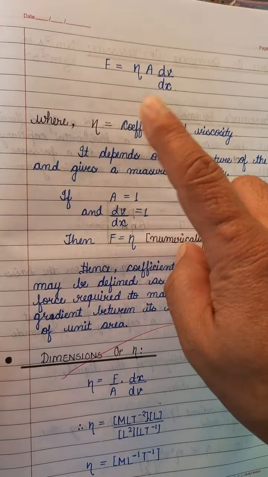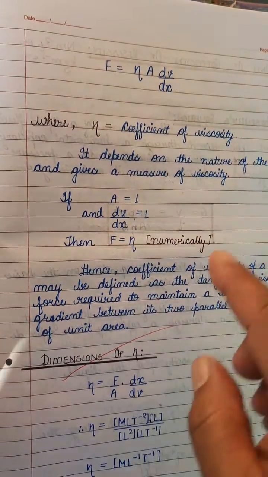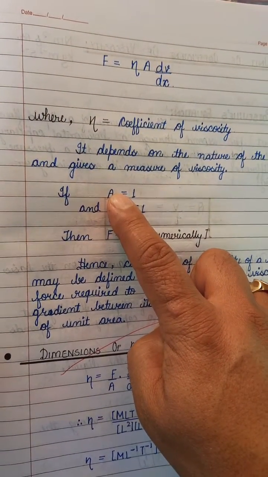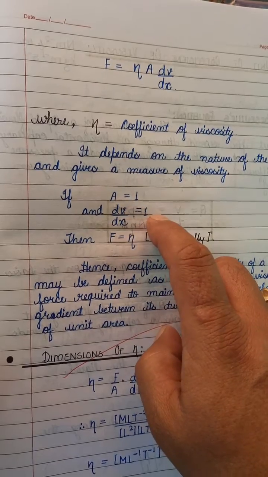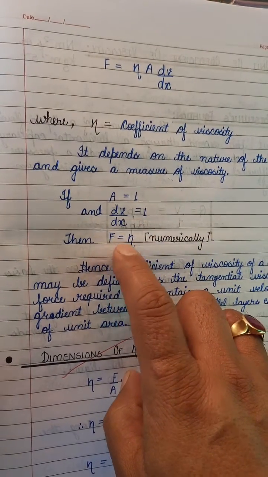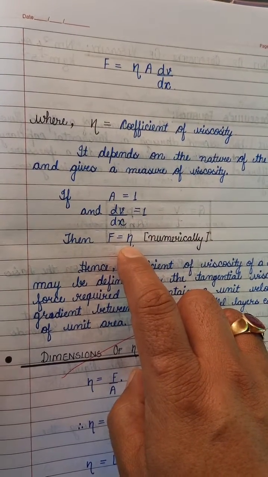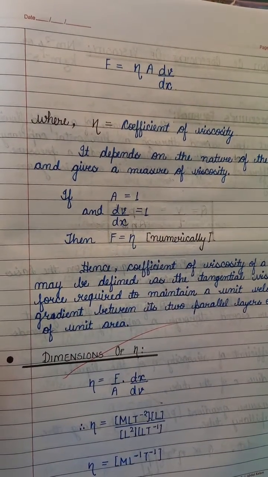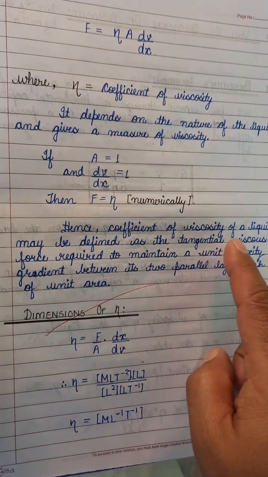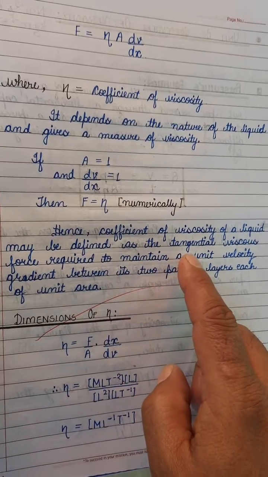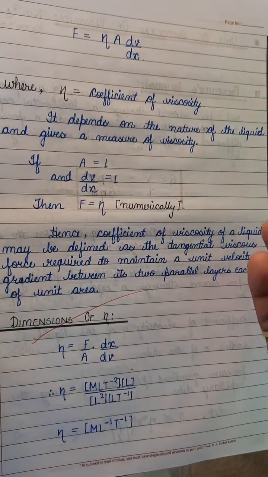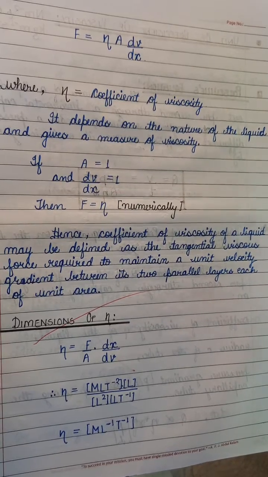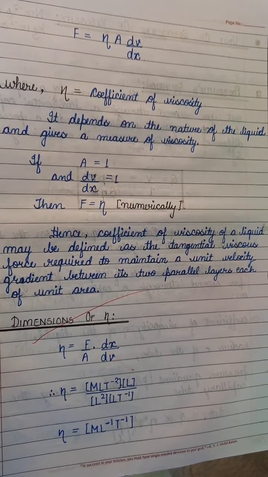Now from here you can define what is the coefficient of viscosity. So let the area of each layer be a and velocity gradient is unity. In that case, viscous force becomes numerically equal to coefficient of viscosity. So coefficient of viscosity of a liquid may be defined as the tangential viscous force required to maintain the unit velocity gradient between the two parallel layers of each unit area 1.